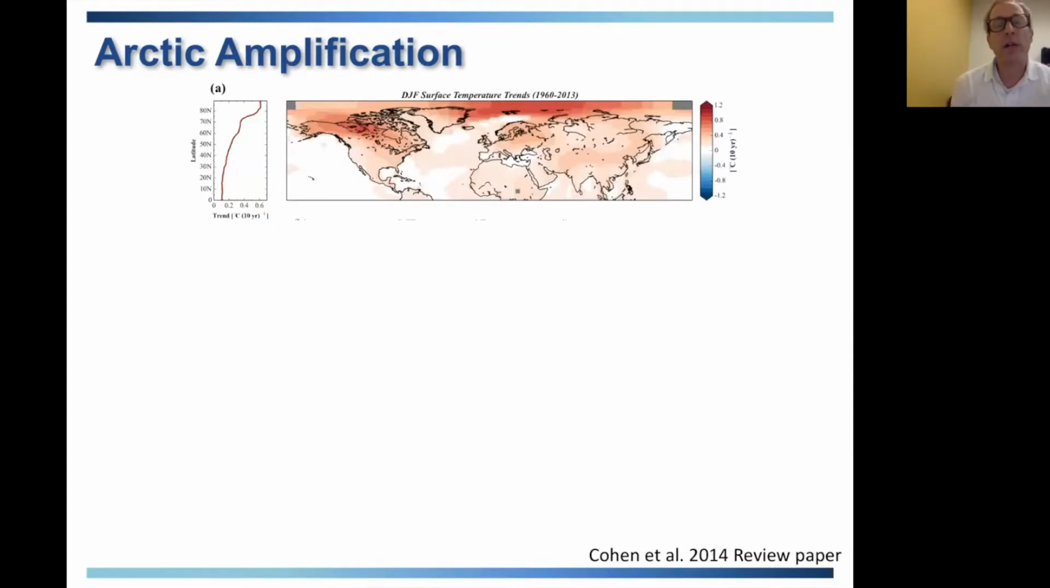If you look at the temperature trend from 1960, there's the winter temperature trend, before showing an annual plot, a daily plot throughout the entire year.